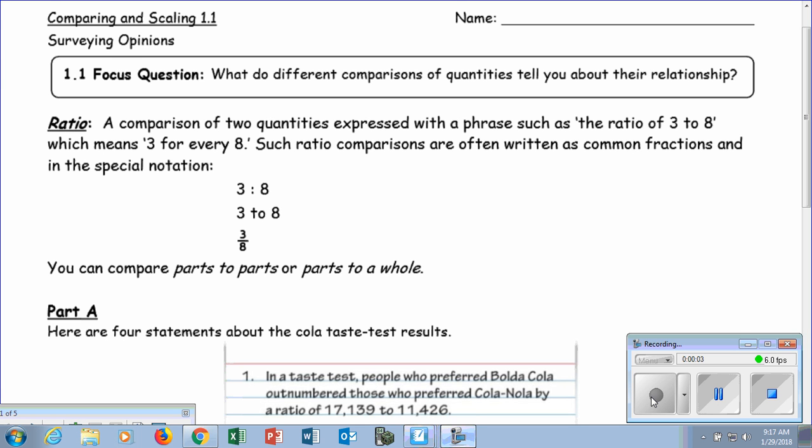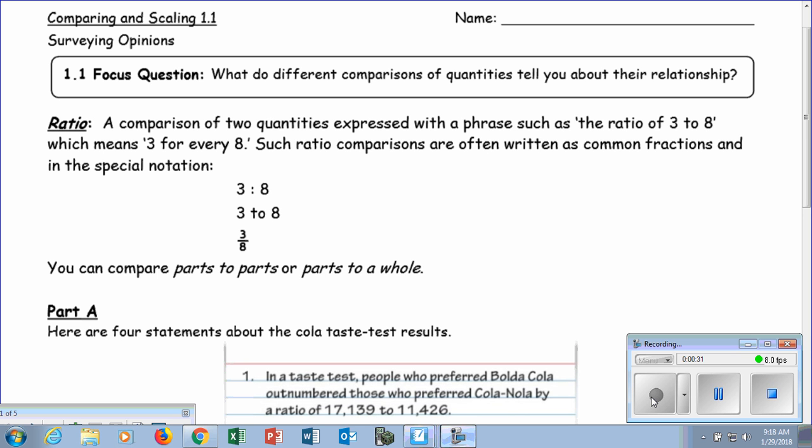Okay, so we're going to get started with 1.1. Today we're focusing on what different comparisons of quantities tell you about their relationships. So, a ratio is a comparison of two quantities expressed with a phrase such as the ratio of 3 to 8, which means 3 for every 8. Such ratio comparisons are often written as common fractions or in special notations.